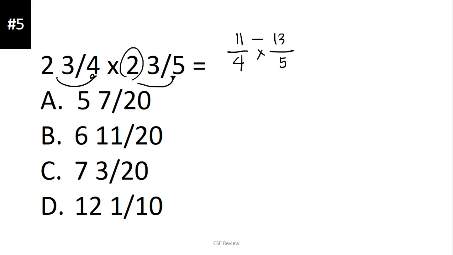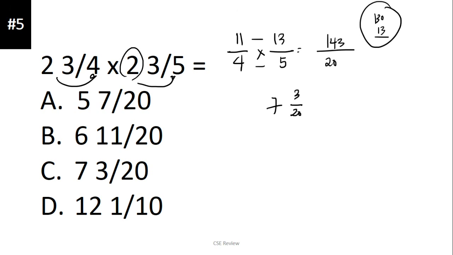Pag nagmumultiply ng fraction, tapat-tapat lang. So, 11 times 13 over 4 times 5 lang. So, that is 20. Ito, you have 130, which is 10 times 13, plus isa pang 13. So, that is 143. Okay? Pinakita ko lang dito kasi this can go on in your head if mabilis kayong mag-add. That is how I solve things usually. Okay? So, the answer is 143 over 20. So, tanong agad, ilang 20 meron sa 140? That is 7. So, 7 and 3 over 20 ang sagot. Letter C.